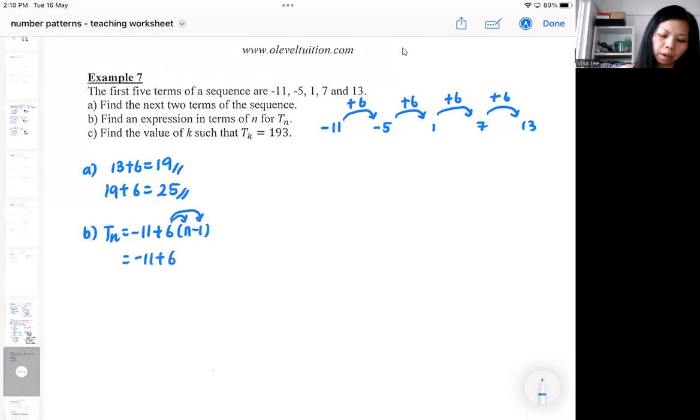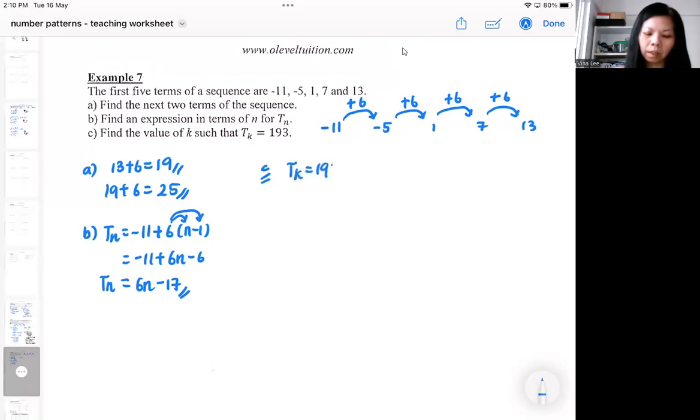So you just do your algebra. So that will be the general formula. So the general formula is Tn equal to 6n minus 17. Okay, part C, some students don't understand why Tk. So Tk is just changing this to K. I can change it to anything that I like. So Tk means I just change the n to K.